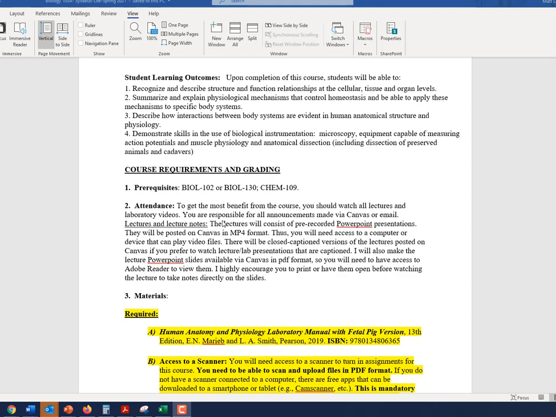Attendance, since this is not an in-person class, there is no real attendance, but you're expected to watch all of the assigned lectures and laboratory videos, and any assigned readings you're expected to do. So it's best in this course to stay on track and not let yourself get behind, because there is a lot of information we're going to be covering this semester.